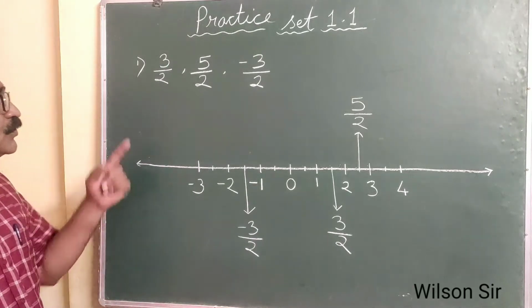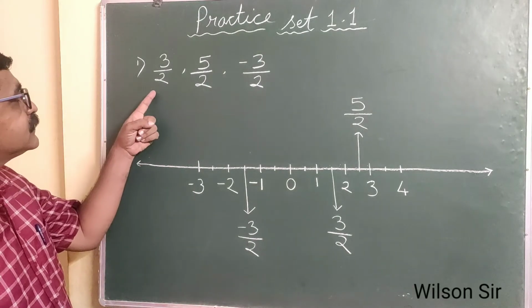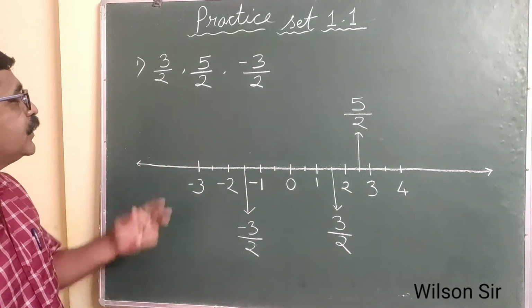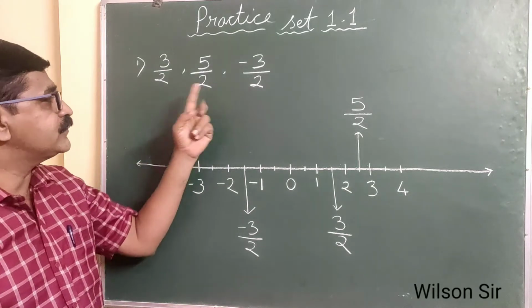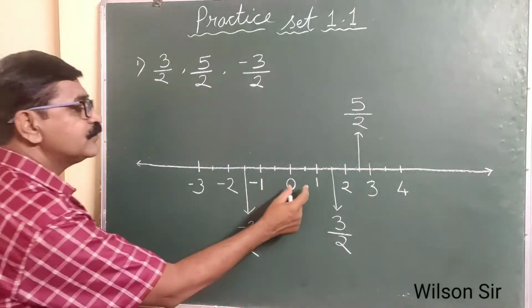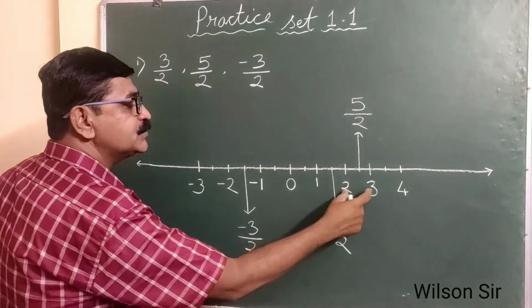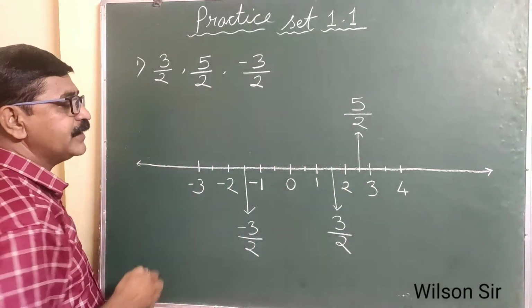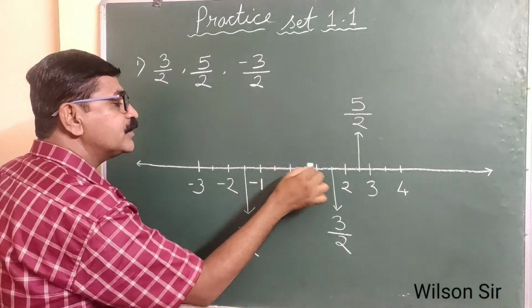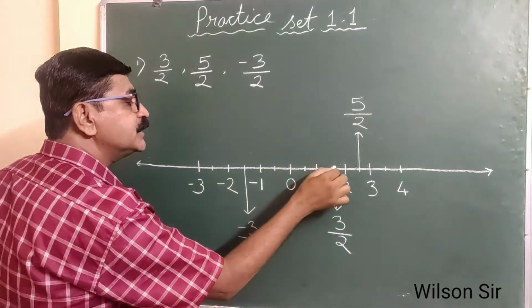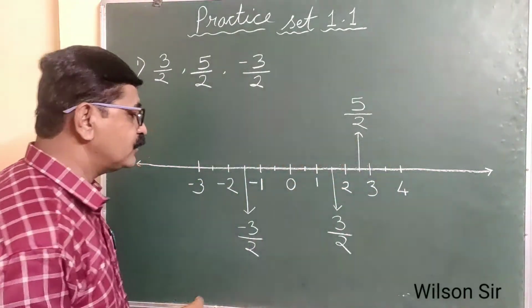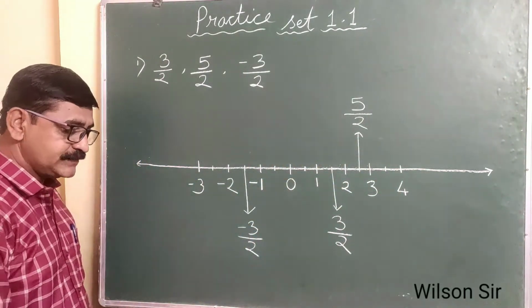Followed? So whenever you have to place these numbers on number line, you have to observe first the denominator. If the denominator is 2, divide from 0 to 1 and 1 to 2, 2 to 3 into 2 equal parts. Then each part will be counted as 1, 2, 3, 4, 5, 6, and so on. In the left hand side also the same.